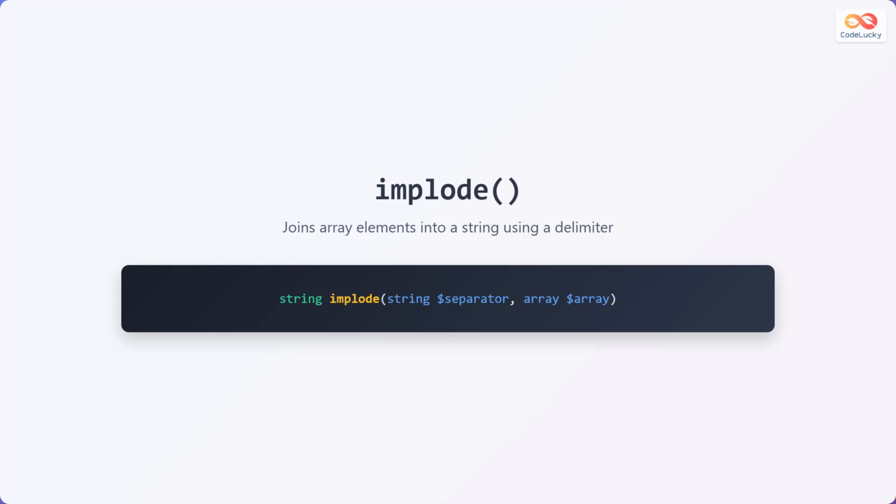The implode function joins array elements into a string by using a delimiter. Here's the syntax. It returns a string. The function name is implode, and it takes two parameters: a string separator and an array.